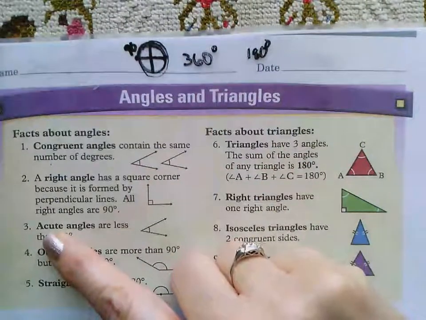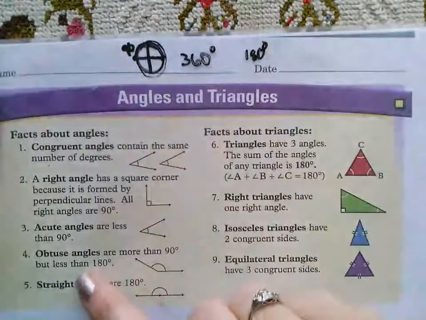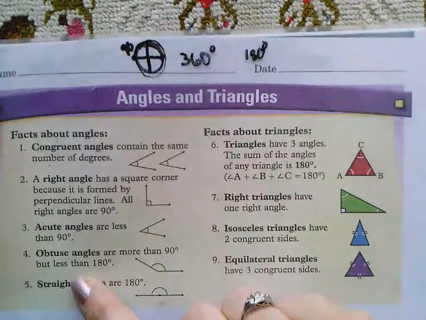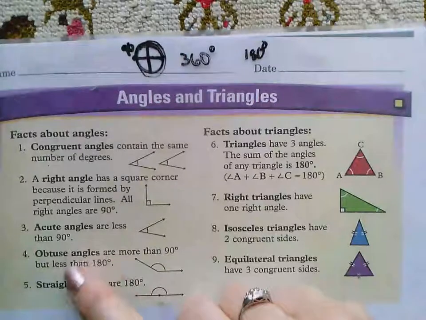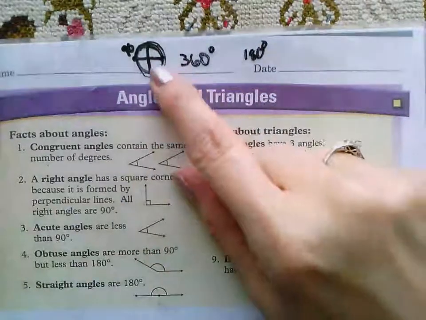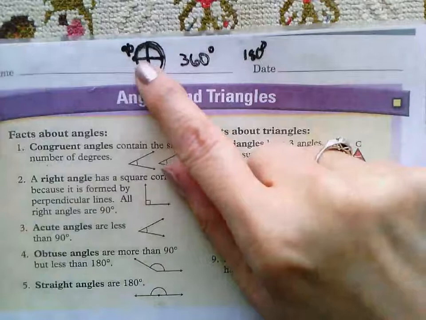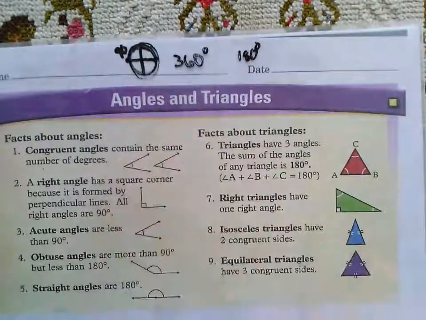Now, if it's bigger than 90 but not a straight line, that's called an obtuse angle. And the name alone fits, I think, because you can say acute really fast and really short. Acute. Obtuse takes a while to say. It's harder to say because you've got to go obtuse. So those are bigger. They're bigger than 90, smaller than 180. And of course, we already learned that straight angles are 180 degrees.